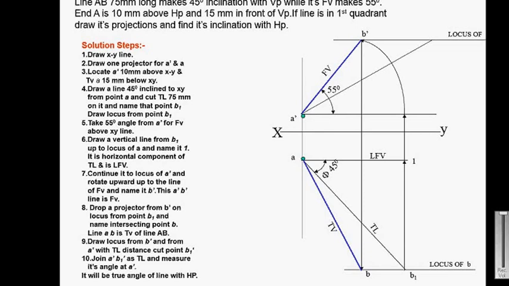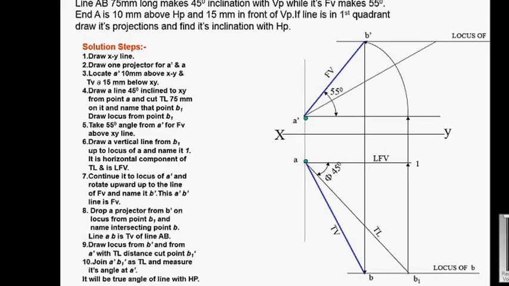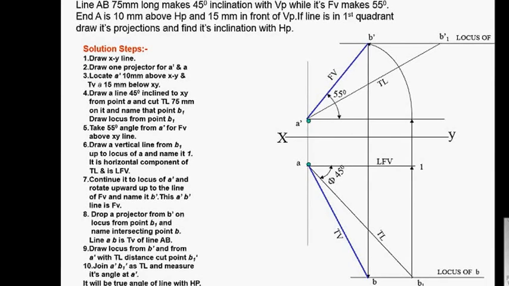And then you know the true length. True length is 75 millimeter. Take 75 millimeter in the compass, and then with center A dash cut the locus line. You will get the true length, and this angle is theta.